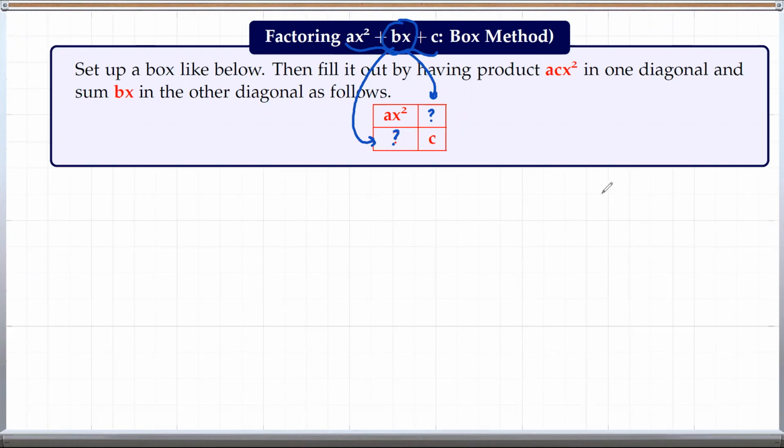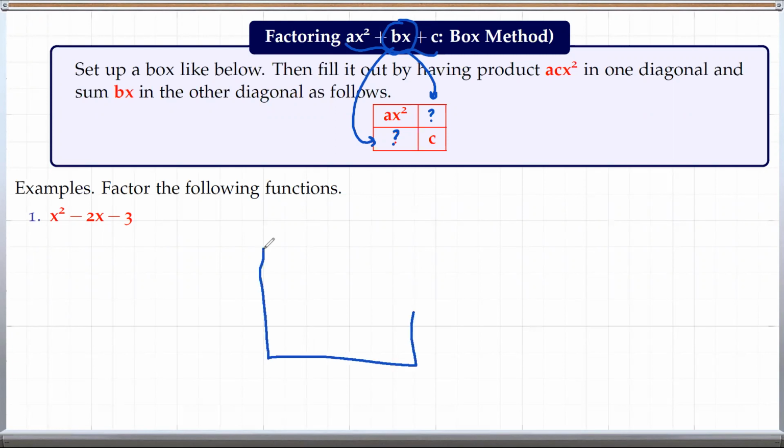So let's look at an example. And then we fill out several numbers outside the box that will help us get the factors. So I will show you the rest of the process using an example. We have x squared minus 2x minus 3. We start by setting up a box like this one, and we put ax squared, which is this one here, and c, which is this one over here. So x squared and negative 3 go here.